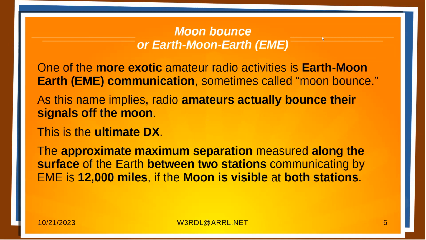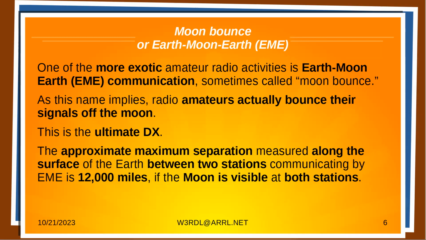Okay, moon bounce. We have a guy in the NASA club that has done this. I don't know that he's doing it very often anymore. It's an expensive proposition. Where you actually bounce a signal off of the moon back to another point on the Earth, somewhere in the same hemisphere. The maximum distance you can go is 12,000 miles, which is like from equator to equator type, assuming that both stations can see the moon.